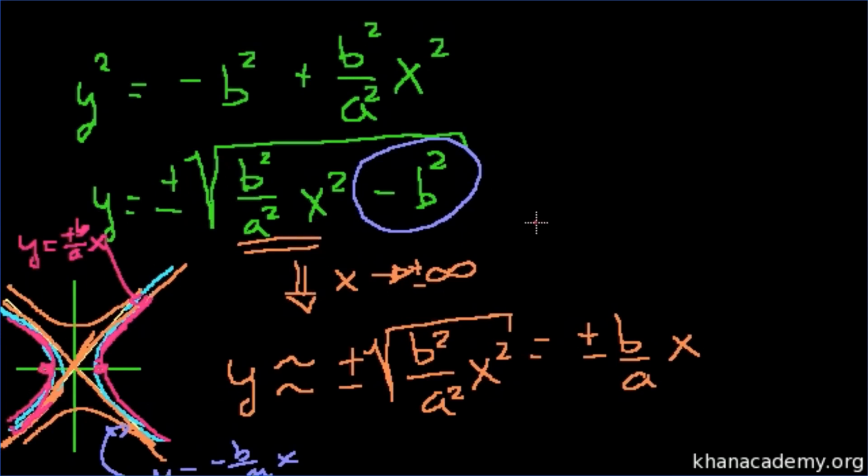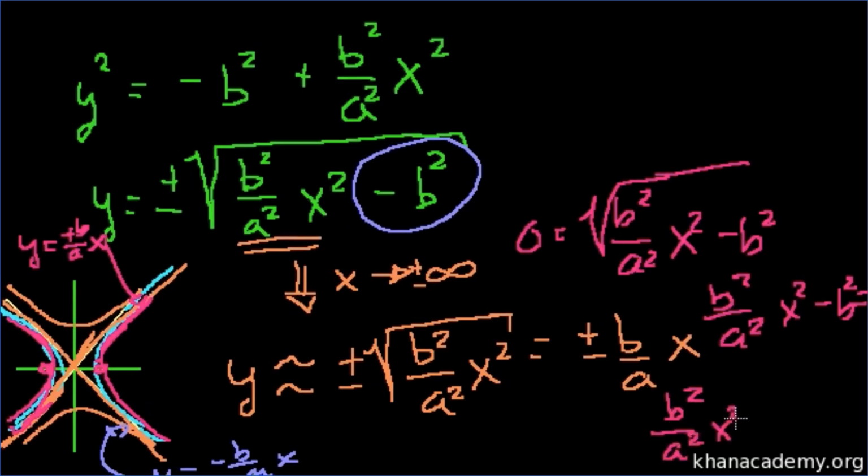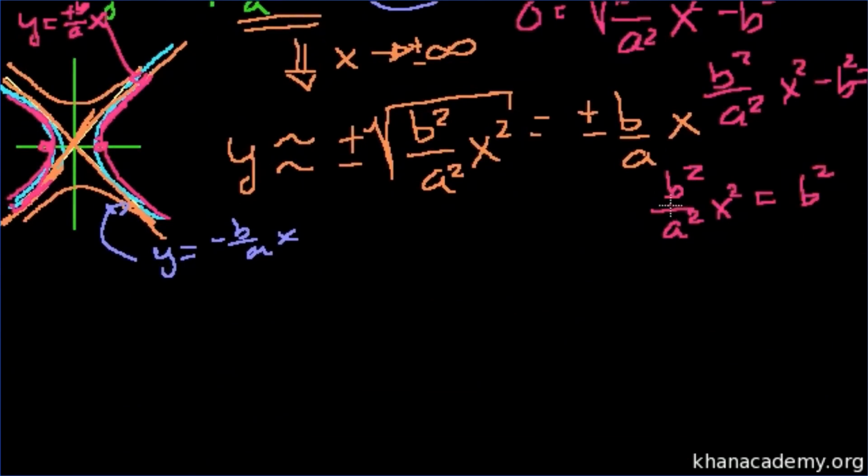If y is equal to 0, you get 0 is equal to the square root of b squared over a squared x squared minus b squared. You could square both sides. You get b squared over a squared x squared minus b squared is equal to 0. I know this is messy. So then you get b squared over a squared x squared is equal to b squared. You could divide both sides by b squared, I guess.